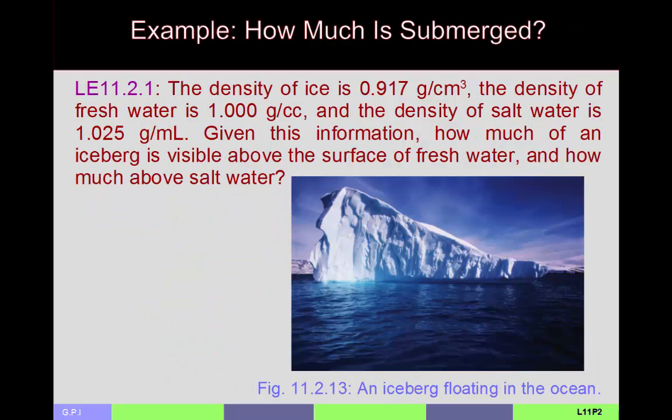Let's look at a quick example of Archimedes' principle and of the use of buoyant force and fluid displaced by determining what percentage of an iceberg is visible when the iceberg is floating in both fresh water and in salt water.